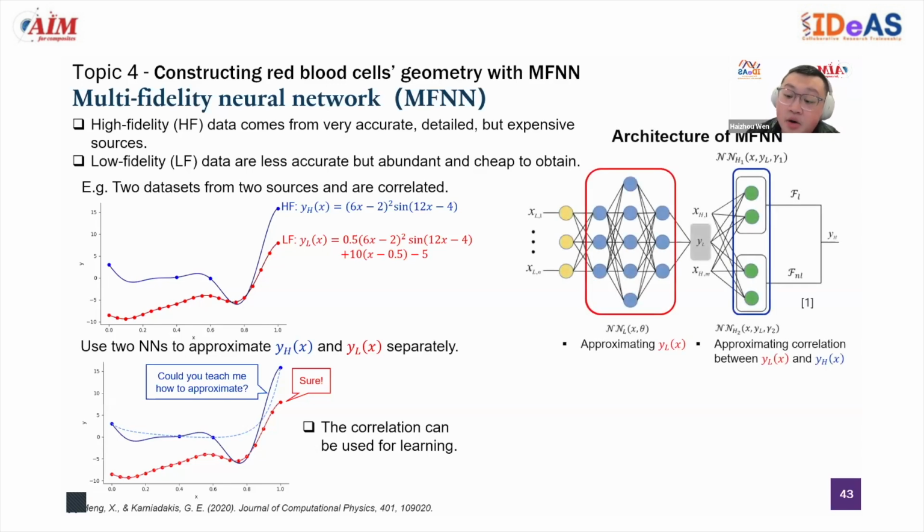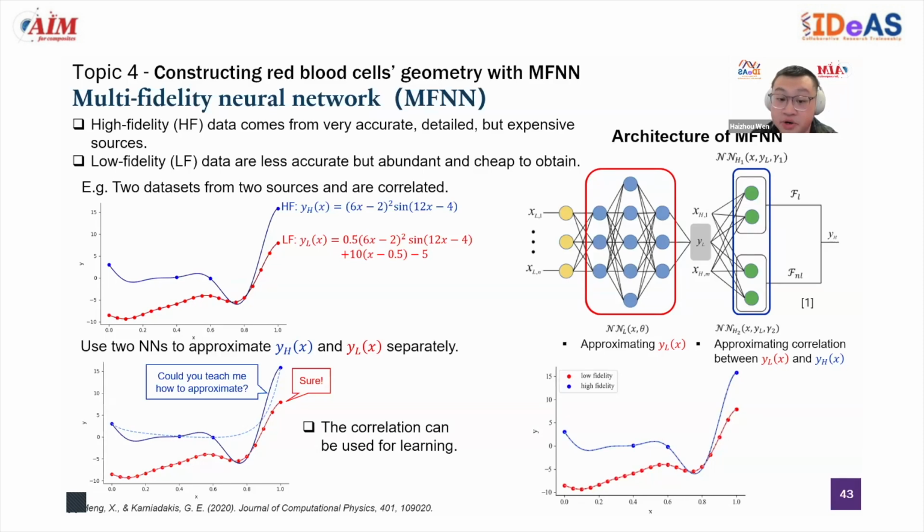So thus we can design our NN in this way. The neural vector in the red box will know the experience in how to approximate the low fidelity function, and the neurons in the neural vector in the blue box will know the correlation between the two functions. So using MFNN, the high fidelity approximation result is pretty good.